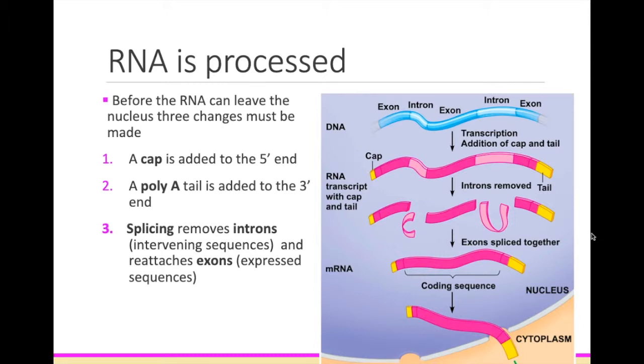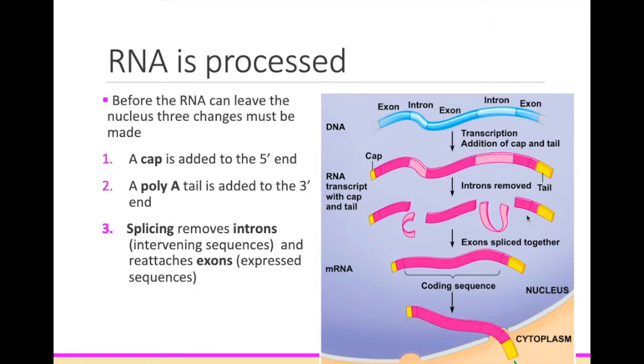The first thing that happens is we add a 5' cap. So we're adding a cap of guanines to the 5' end. And then we add a poly-A tail. So that adds a long string of adenines, A, on the 3' end. This protects the 2 ends from being digested when they get into the cytoplasm.